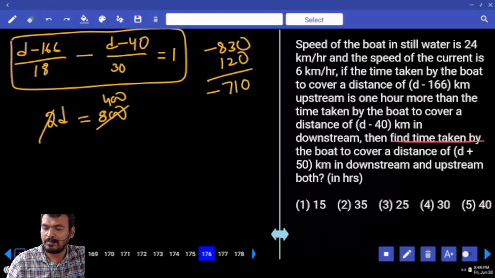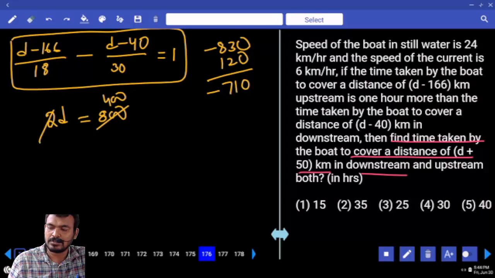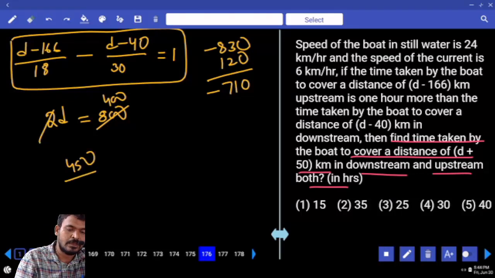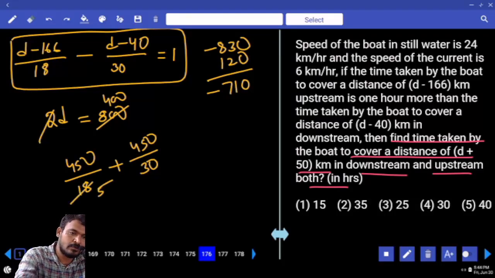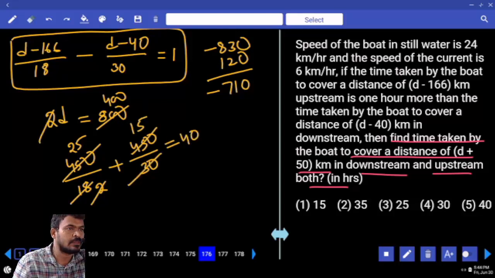Next, what is the question here? Find the time taken by the boat to cover a distance of d plus 50 downstream and upstream. d plus 50 means 450. It is covered with a speed of 18, so 450 divided by 18 plus 450 divided by 30. 18 is 9 times 2, and 450 divided by 18 gives 25. And 450 divided by 30 gives 15. That is 25 plus 15, which is 40 hours.